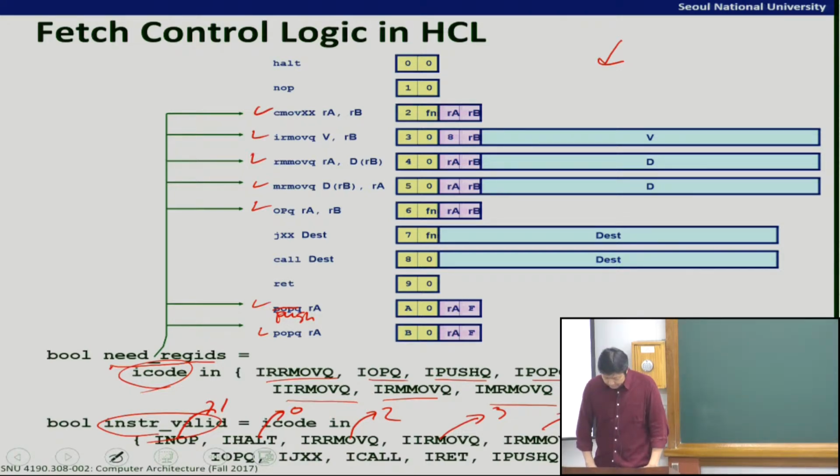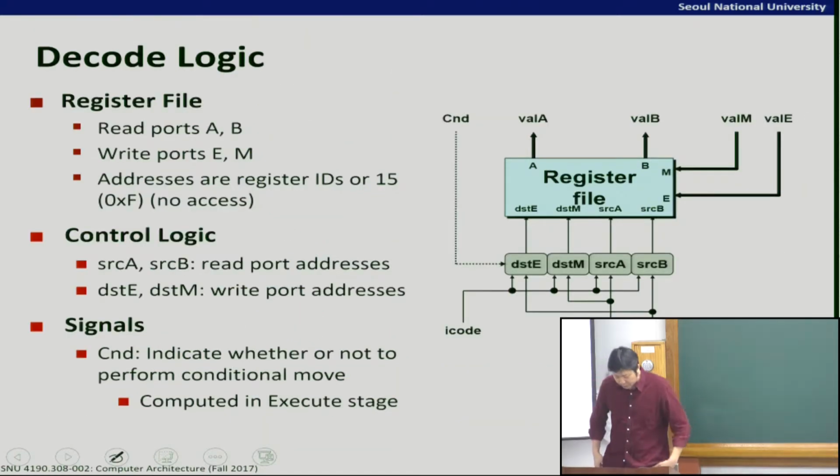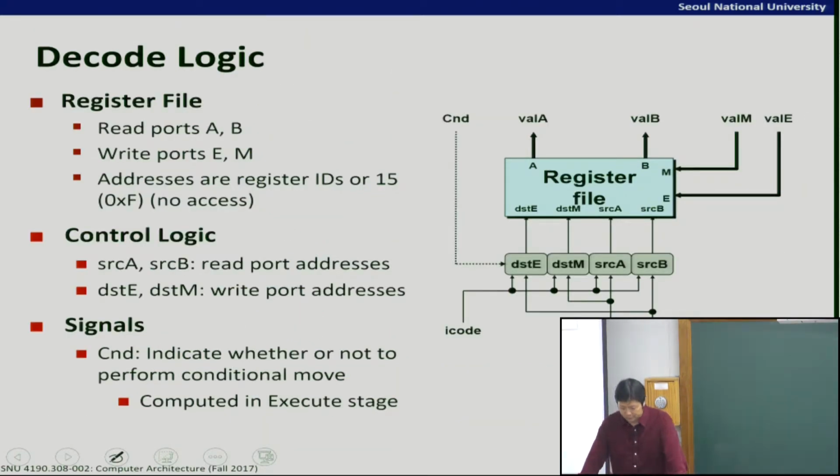All right. Let's move on to decode logic. The second part, the decode logic, looks like this on your right. At the center, we have the register file. And as I said, this register file has 4 ports, 2 read ports and 2 write ports. So we can read up to 2 registers at the same time, and we can write to up to 2 registers at the same time.